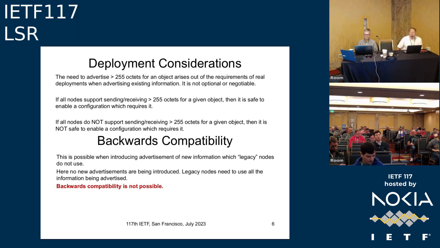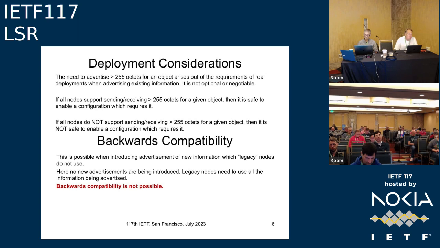Backwards compatibility can be done when you're introducing new information that you're going to advertise. So the legacy nodes don't use the new information. They don't need to parse it. They can just ignore it. And that's been the tradition in the protocol.